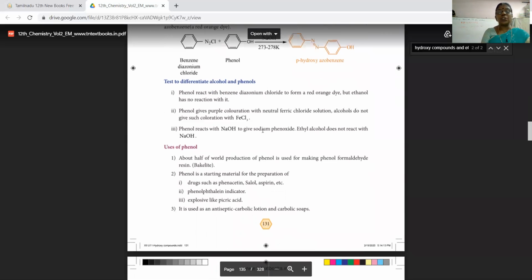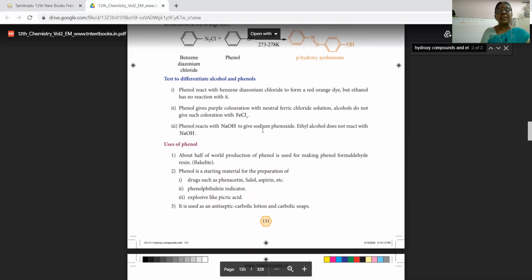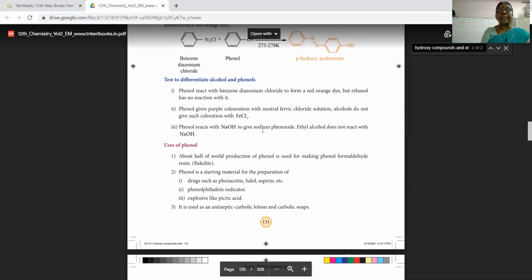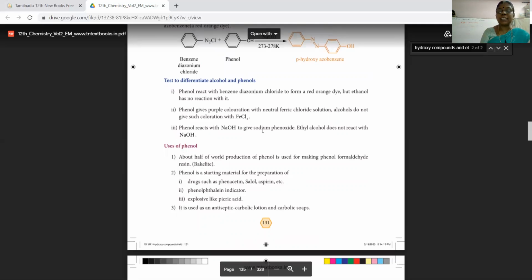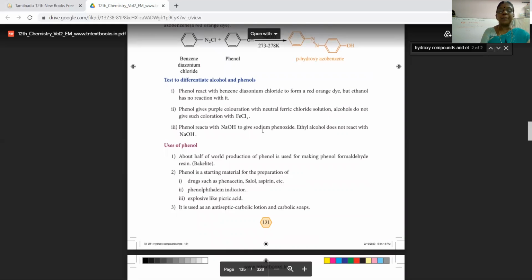Next is the test to differentiate alcohols and phenols. As we have previously studied, with benzene diazonium chloride, phenol gives the red-orange dye, but ethanol has no reaction with it. The next reaction is that phenol gives purple coloration with neutral ferric chloride, but alcohols do not give such coloration with ferric chloride. Next one is phenol reacts with sodium hydroxide to give sodium phenoxide. Ethyl alcohol does not react with sodium hydroxide. These three tests are to differentiate the alcohol and phenol.